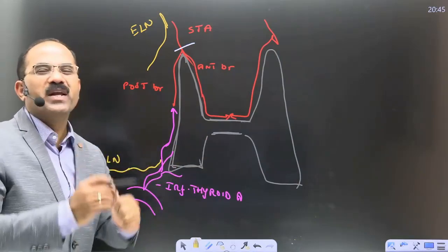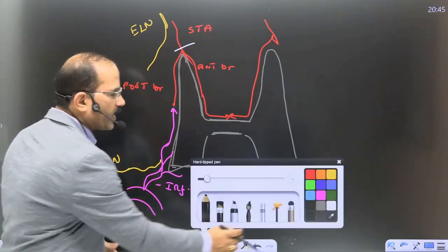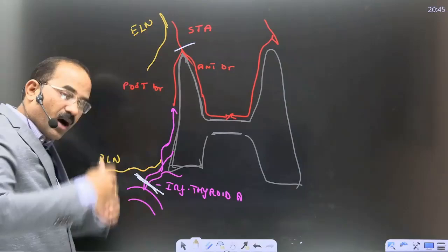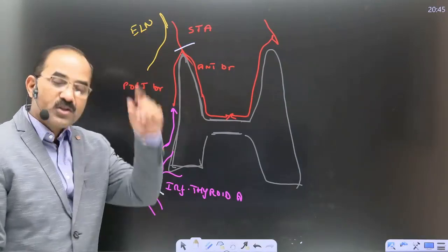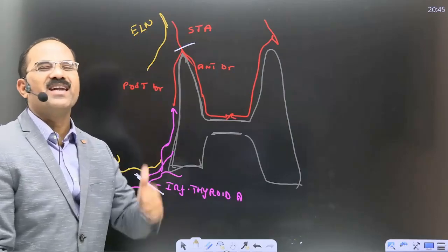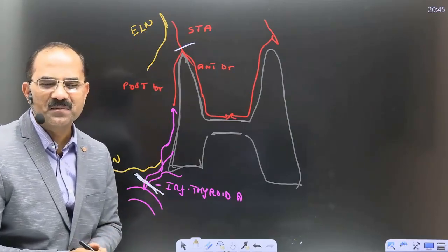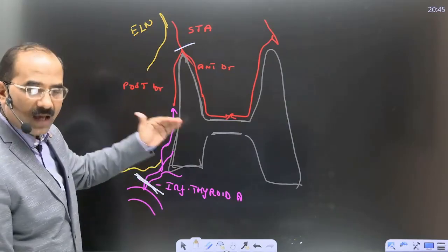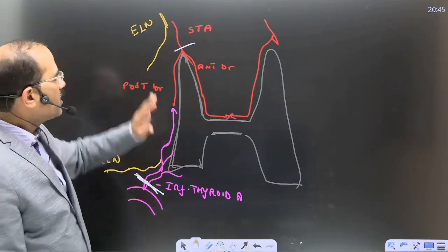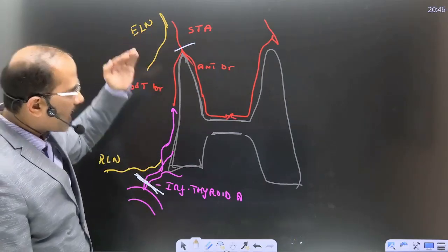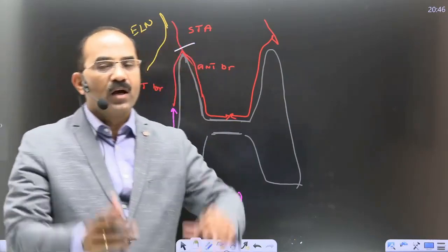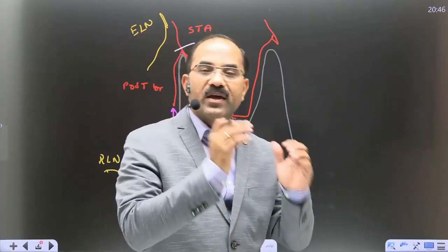So students, where are we going to ligate the inferior thyroid artery? This inferior thyroid artery should be ligated as far away from the gland as possible to prevent injury to the recurrent laryngeal nerve. Are you getting this? Clear? So the inferior thyroid artery is ligated as far away from the gland as possible. The superior thyroid artery is ligated as close to the gland as possible. Clear?